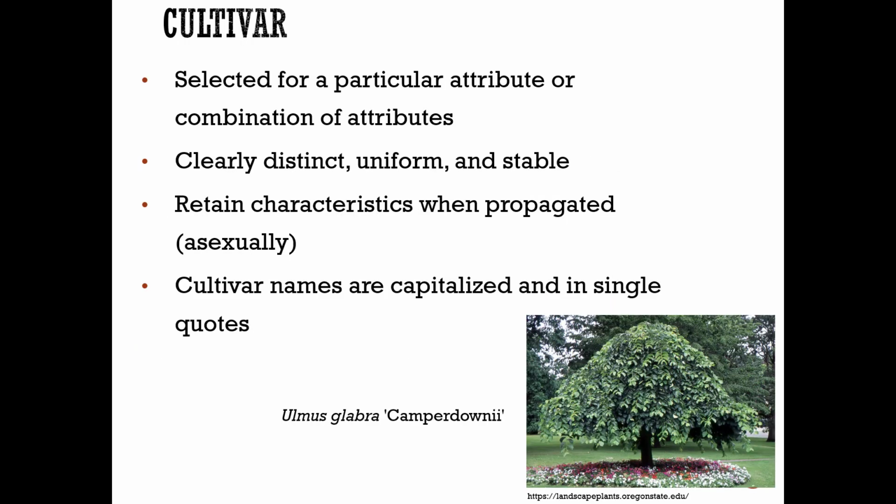Cultivar is selected for a particular attribute or combination of attributes, clearly distinct, uniform, and stable. They retain characteristics when propagated asexually. They will not come true from seed. Cultivar names are capitalized with single quotes. So here we have Ulmus glabra 'Camperdownii', or Camperdown elm.